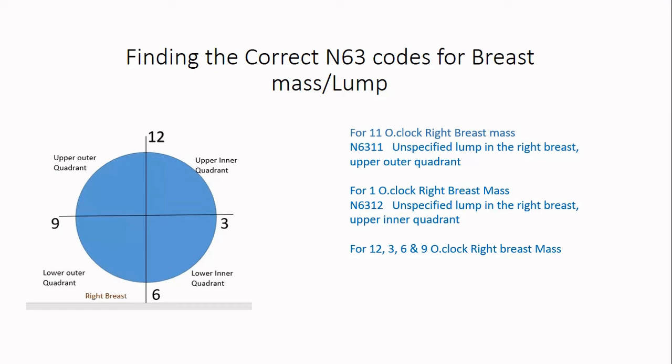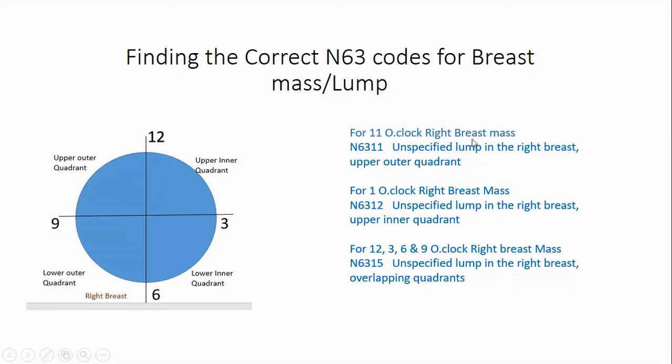Now this is most important because many coders are confused on how to code 12 o'clock, 3 o'clock, 6 o'clock and 9 o'clock breast mass. So there is a specific code for overlapping quadrant for each right and left breast. You can code for right breast N6315, unspecified lump in the right breast, overlapping quadrant. These are more specific codes based on the quadrant and the clock position for both right and left.